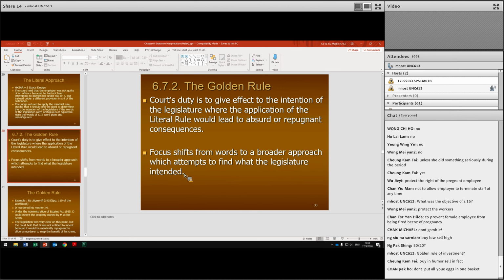The focus shifts from the words to a broader approach which attempts to find what the legislature intended. So it's the reason why we say the literal rule is one category, the Golden Rule is another category. Why? Because for the Golden Rule, the judge will not just look at the wording. The judge will look at the intention of the legislature.